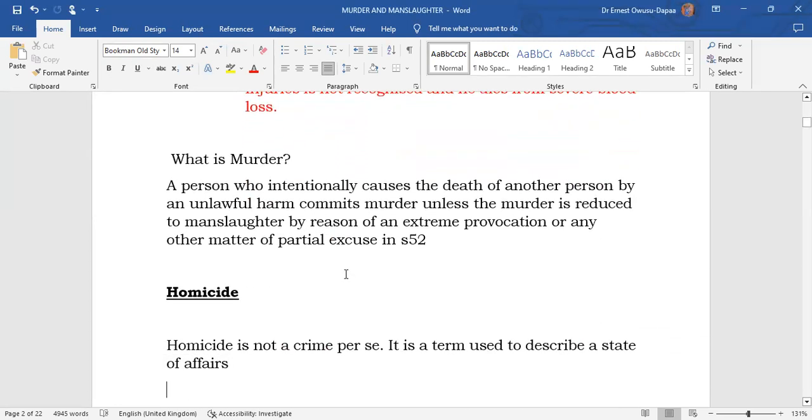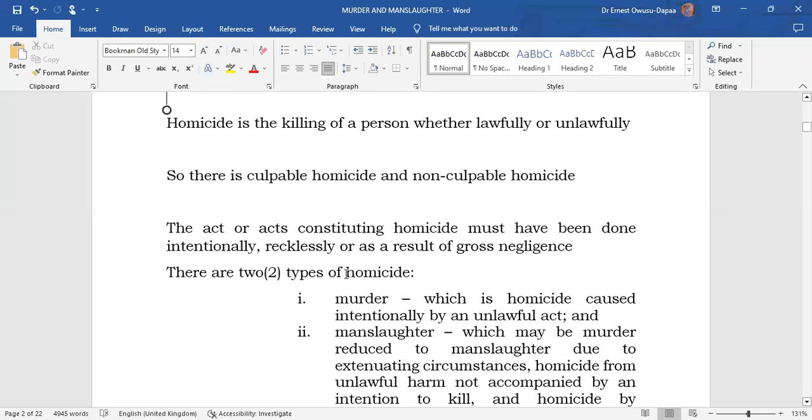Yeah, so as we know, in terms of section 46, murder is a capital offense. That is to say that a person who commits this is liable to suffer death. And if you want to understand what amounts to murder, we know section 47 already, to the effect that a person who intentionally causes the death of another person by an unlawful harm commits murder, unless the murder is reduced to manslaughter by reason of an extreme provocation or any other matter of partial excuse, as we know under section 52.